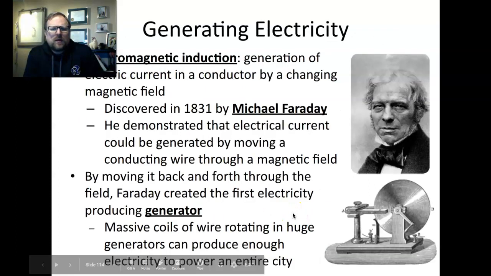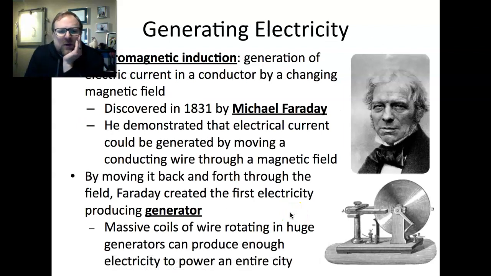Okay? So all of this leads us into talking about generating electricity. And generation of electricity is done through something called electromagnetic induction. Remember when I was talking about the hydroelectric dam, and we got water rushing over the turbines, and that turbine is spinning, and at the other end of that turbine, attached to an armature, is a coil of wire sitting inside a magnetic field. That is electromagnetic induction: the generation of electric current in a conductor by a changing magnetic field.